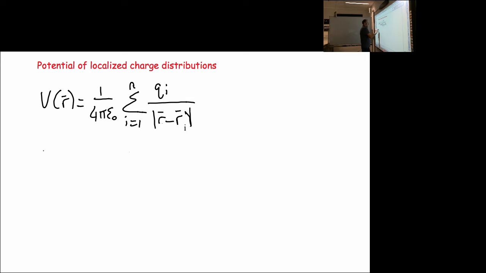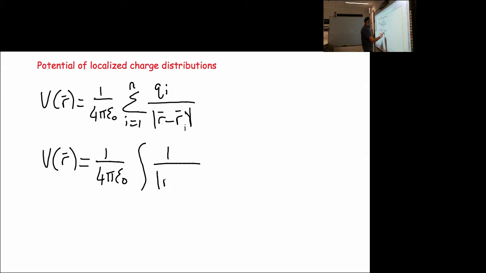For a continuous distribution, our potential of r is equal to 1 over 4 pi epsilon naught. Now we take the integral over this charge distribution, so that we get 1 over the magnitude of r minus r prime, with respect to dq. Okay, so this is for a continuous charge distribution.